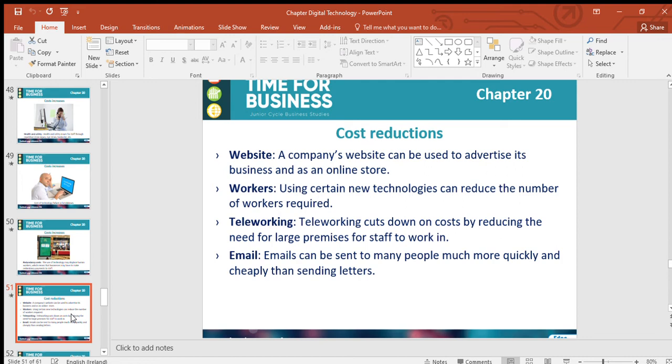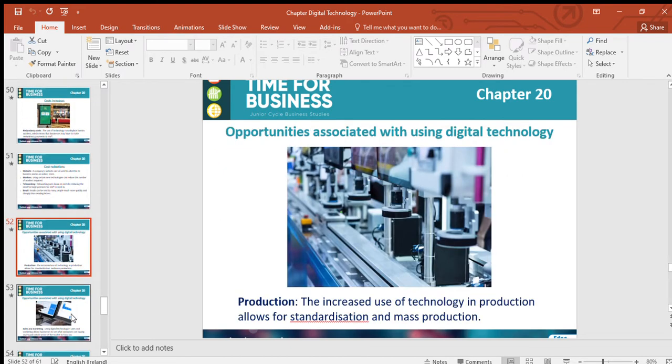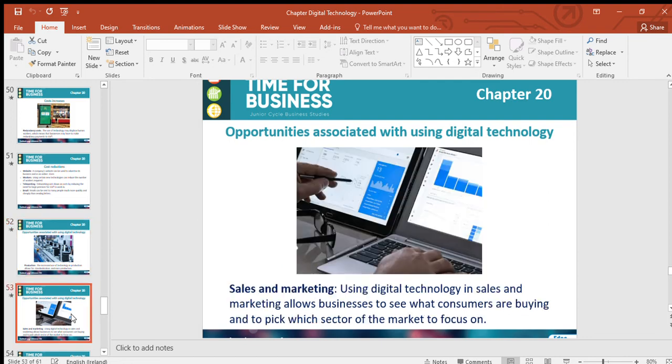And emails can be sent to many people more quickly and cheaper than sending letters. Again, quickly going through the production, the increased use of technology in production allows for standardization and mass production. Every single bottle of Fanta looks the same because it's done automatically by machines. There is no difference. There are no different styles of producing depending on who's doing it. The machine does it the exact same every time.